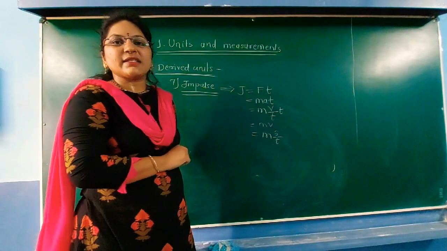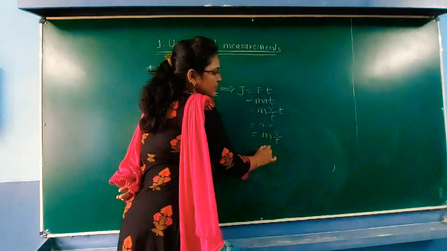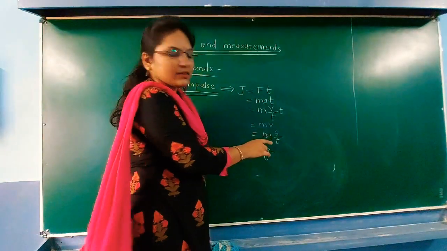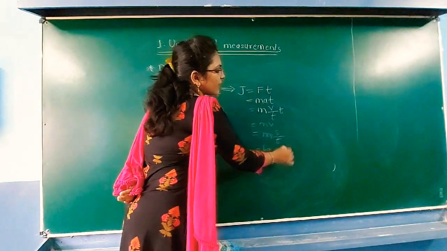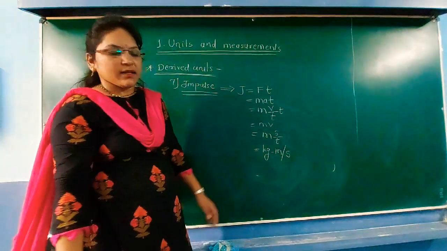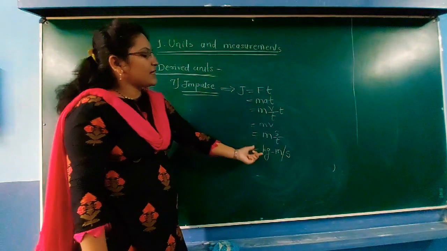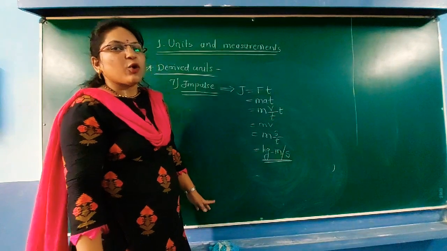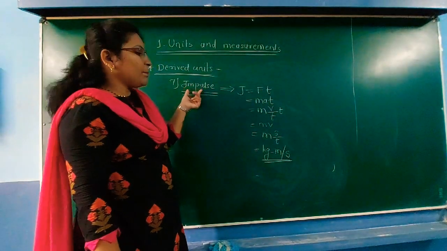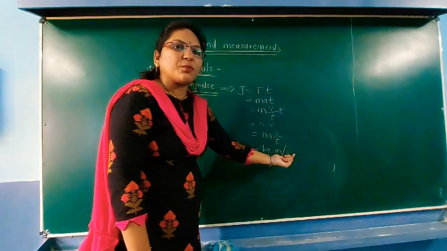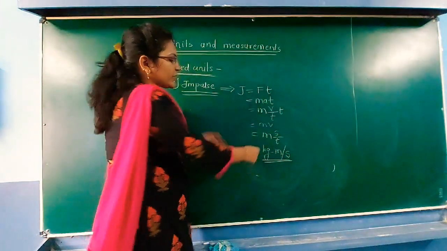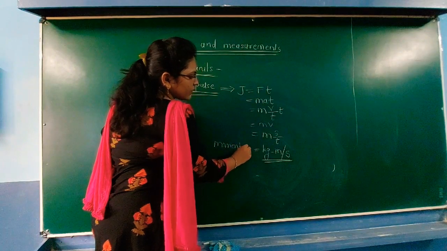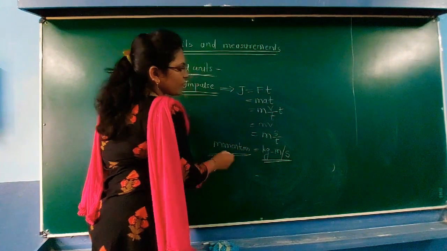So now we can write the SI unit: mass has unit kg, S means length, it is measured in meter, and time t is in second. So the SI unit of impulse is kg into meter per second. Now observe that impulse has SI unit kg into meter per second. Also it is the unit of momentum.